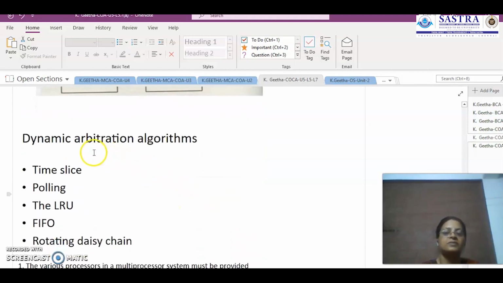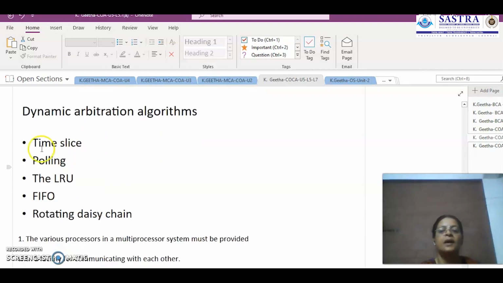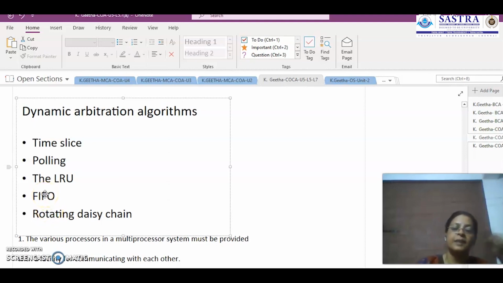And as I have already discussed, dynamic arbitration algorithms can be categorized based on the parameter used for deciding the priority. Is it a time slice assigned to each device, or a polling procedure where the arbiter checks one by one? Then LRU, which is based on the time, whether it was recently used or not. Then FIFO, based on the entry time: the first request that enters is put in the queue, and the queue is served. And then we have the rotating daisy chain, where the last device is connected to the first, thereby making the priority rotate.